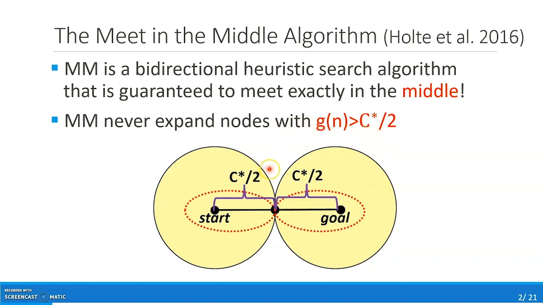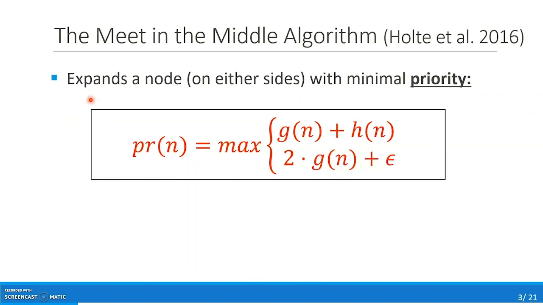Essentially, nodes outside of these two circles will never be expanded by MM. To ensure this property, MM uses a priority function to expand nodes. On each iteration, MM chooses a node for expansion that has a minimal priority value. It can be either from the forward frontier or from the backward frontier. The priority of a node is equal to the maximum between its f value and twice its g value plus epsilon, where epsilon is the minimal edge cost. And if this information is not available, then you can simply assume that epsilon is equal to 0.